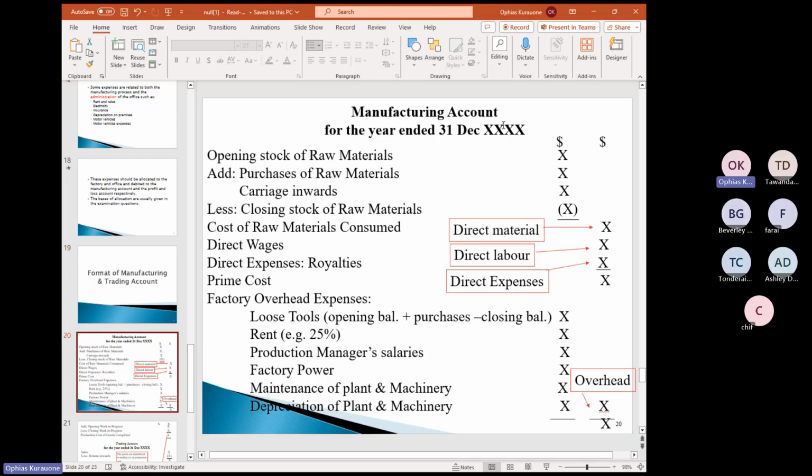Let's look at the manufacturing account here. It's just a format. What you need to do is look at the opening stock of raw materials. For the opening stock of raw materials, you just check the closing stock for the previous period, which then becomes our opening stock for this period. Let's say your year ended 31 December 2022, which means this becomes your opening stock for the year 2023.